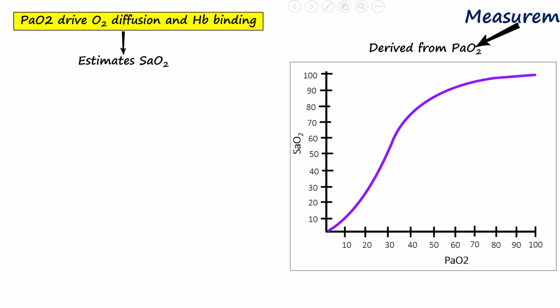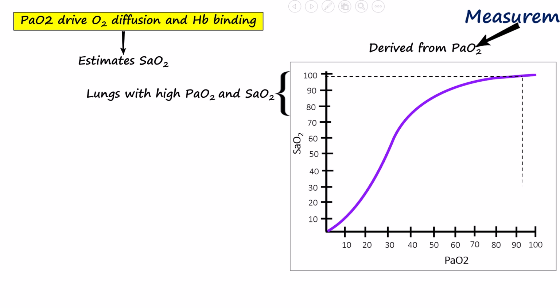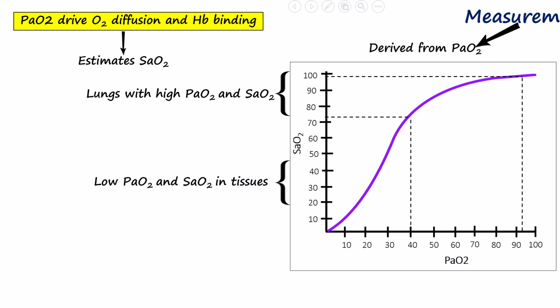In the lungs, where oxygen pressure is high, hemoglobin becomes nearly fully saturated with oxygen. As blood travels to tissues where the partial pressure is about 40 mm of mercury, hemoglobin releases some of its oxygen, with saturation dropping to about 75%.